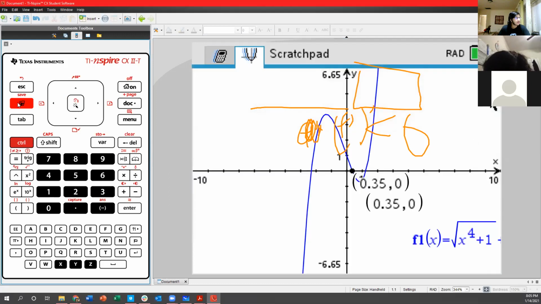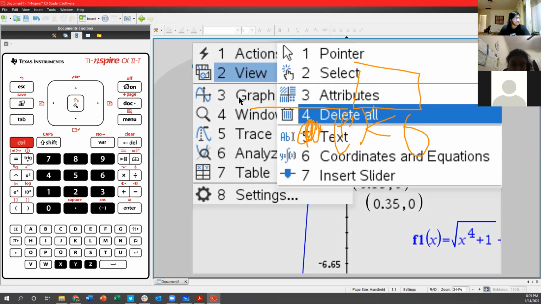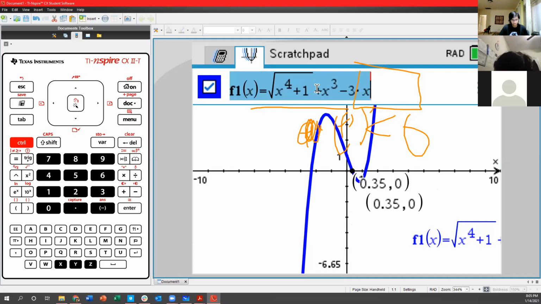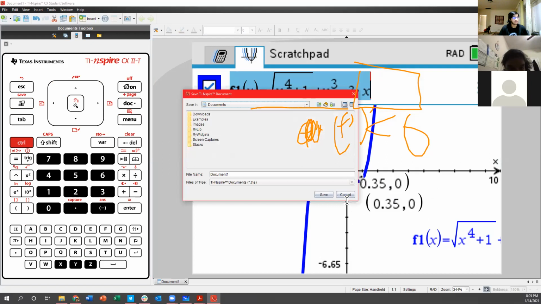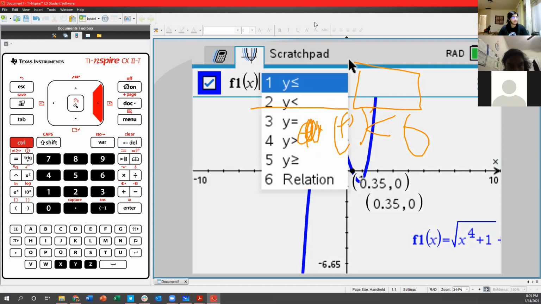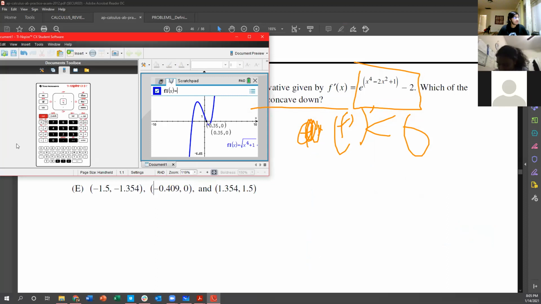So let's go here. Menu, actions, actually not actions, just graph function. Oh, I don't know what I just did. Okay. So what was the function again? The function was e to the x to the 4 minus 2x squared plus 1 minus 2.